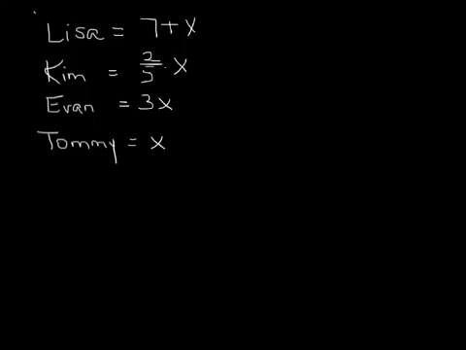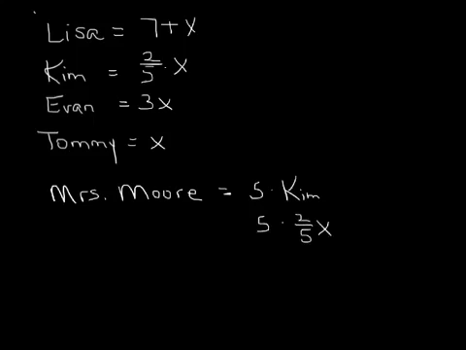Now let's make it a little tricky. Let's suppose Mrs. Moore ran 5 times as far as Kim. I didn't say 5 times as far as Tommy, but 5 times Kim's distance. Well, Kim's distance is 2/5 times X. So I need to say 5 times 2/5 X. But when we do that, 5 over 1 times 2 over 5, we notice that the 5's cancel, and we only end up with 2X.